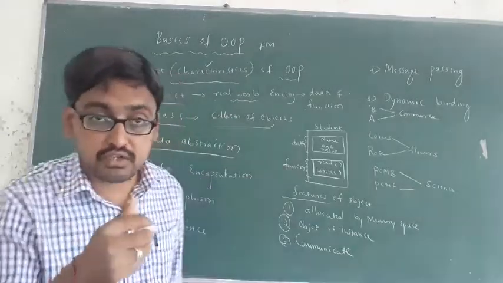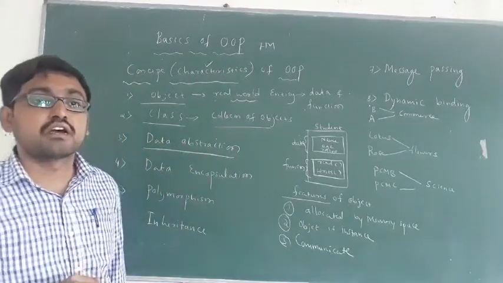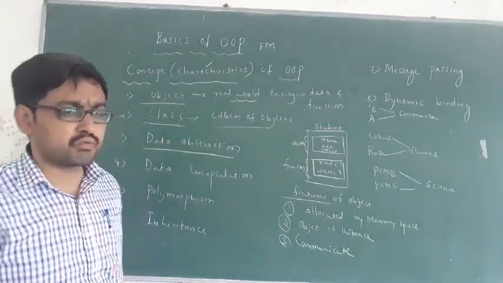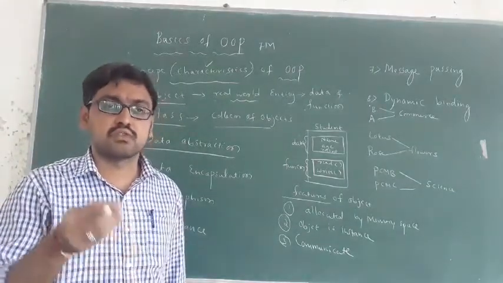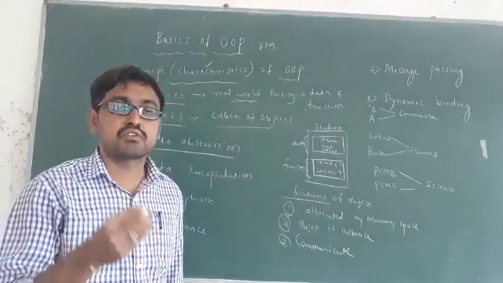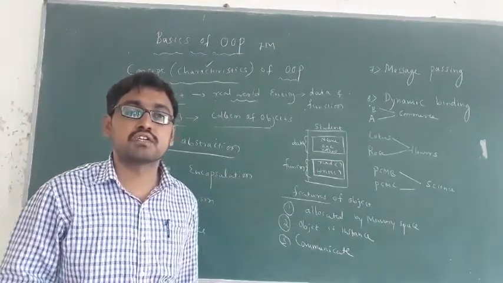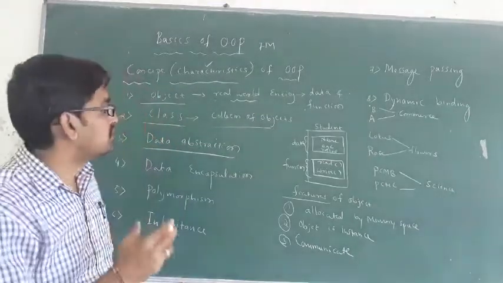That concept is called data abstraction. Many times you have asked what is data abstraction. Just in one word you can write it. Data abstraction means the process of representing the essential features without including background details. This much you have to remember.